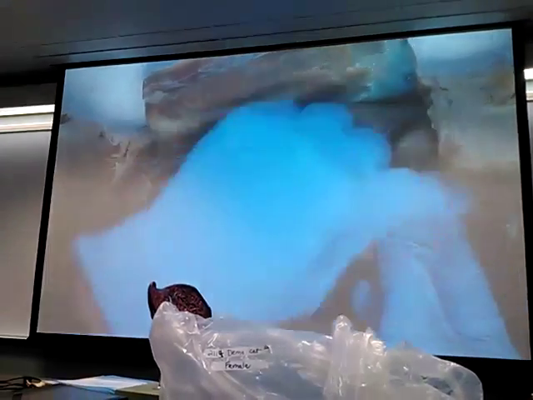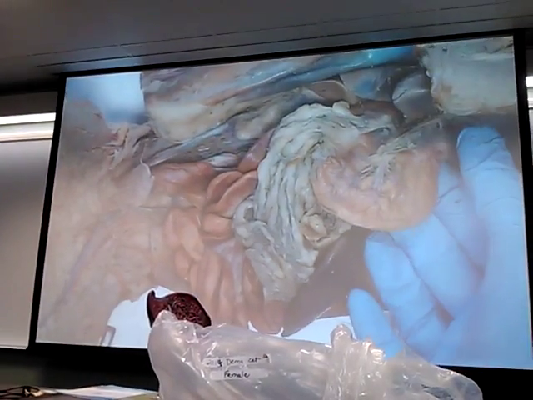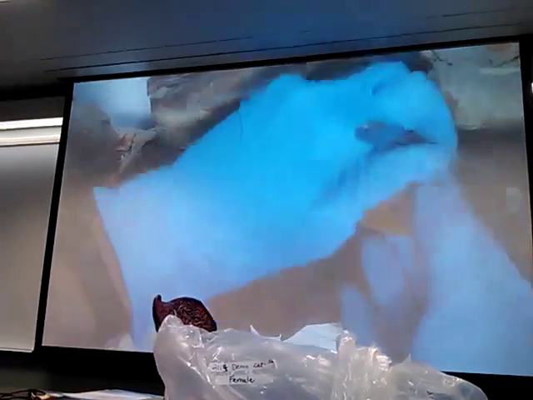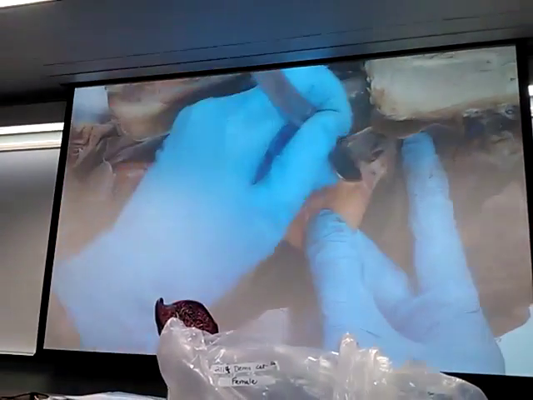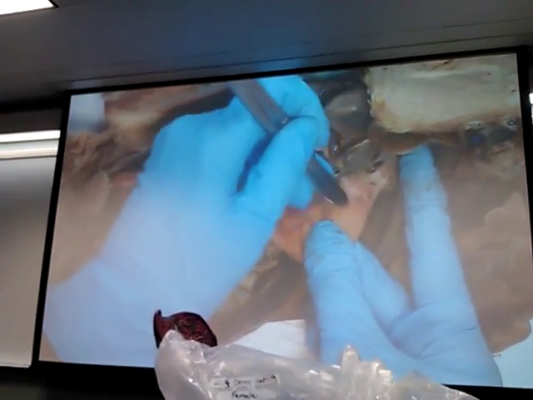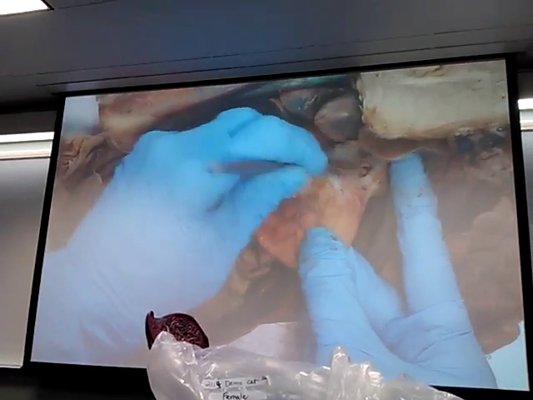Cardiac region of the stomach. So remember, the cardiac region is the part of the stomach right where the esophagus enters. So it's that part of the stomach. So here's the esophagus coming in. So that means this region of the stomach here is the cardiac region. So right where that's coming in.